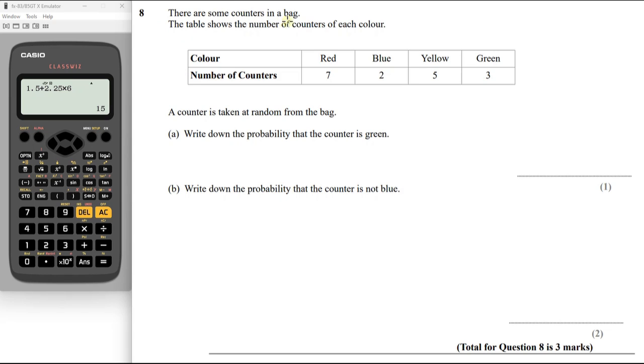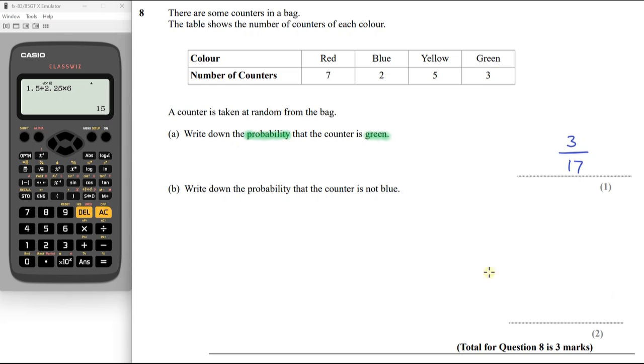Question 8. There are some counters in a bag. The table shows the number of counters of each colour. A counter is taken at random from the bag. Write down the probability that the counter is green. So how many green counters have we got in the bag? Well, we've got 3 green counters out of the total number of counters. Well, we can just add up the numbers. So 7 plus 2 is 9, plus 5 is 14, plus 3 is 17. So our probability is going to be 3 out of 17.